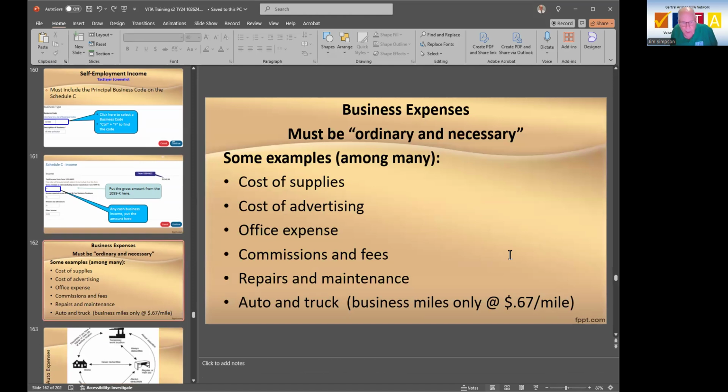So what are ordinary and necessary business expenses? Here are some examples: supplies, advertising, office expense, commissions and fees, repairs and maintenance. Auto and truck is the biggest one. When we put in miles, we have to use the business mileage rate of 67 cents a mile. They may come and dump in a whole bunch of gas receipts and repair receipts, and the IRS does allow you to use actual expenses versus mileage, but actual expenses are out of scope for us. We cannot do it. We can only do mileage.